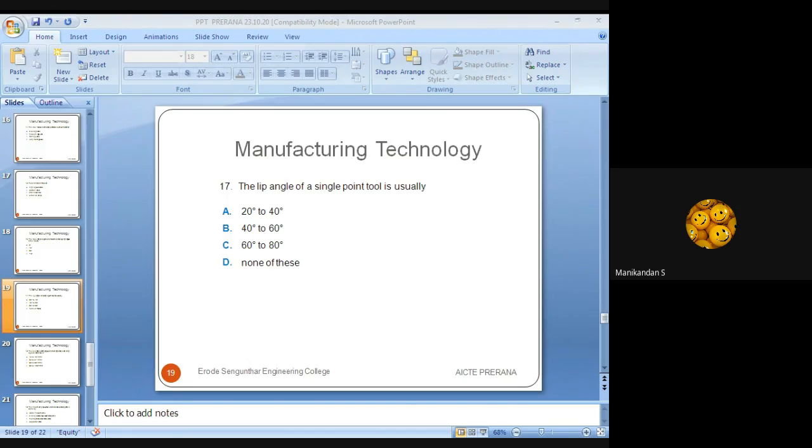Actually, lip angle is also known as wedge angle. It is the angle between the rake angle and the clearance angle. If the lip angle is high, that means the strength of the tool is also high. The lip angle of a single point cutting tool is usually between 60 to 80 degrees.